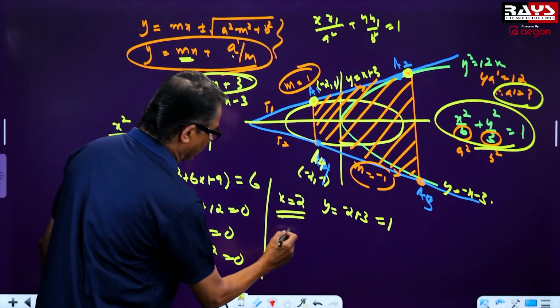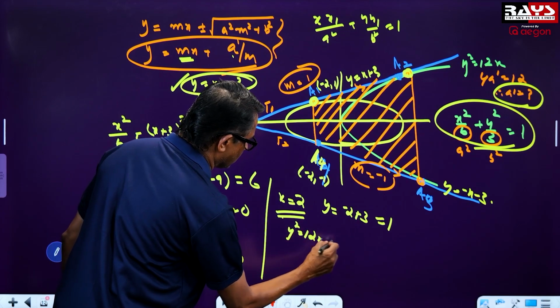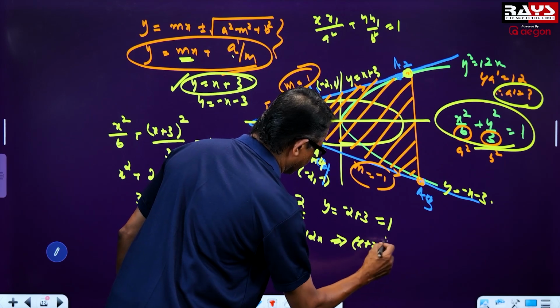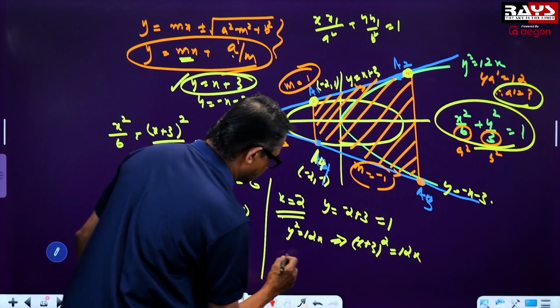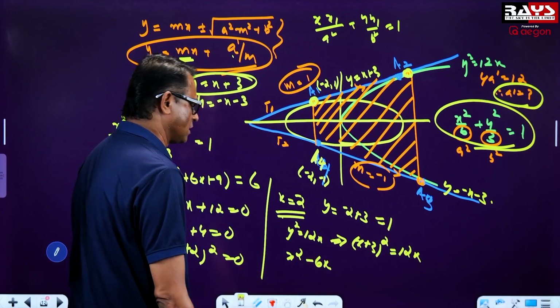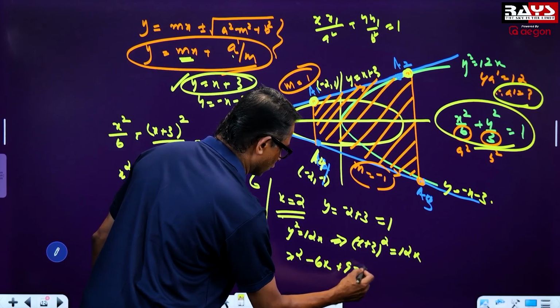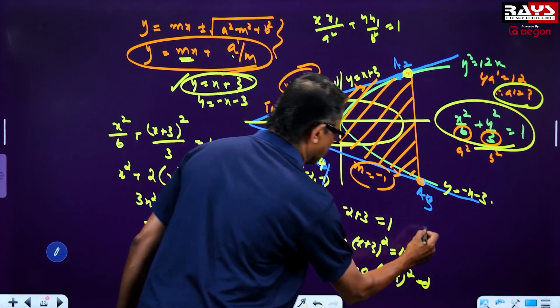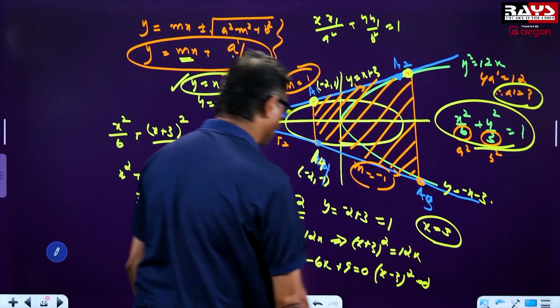y square equal to 12x. Put y equal to x plus 3. So x plus 3 the whole square is equal to 12x. So x square plus 6x minus 12x, that is minus 6x plus 9 equal to 0. So you will get x minus 3 whole square equal to 0. So x is equal to 3.